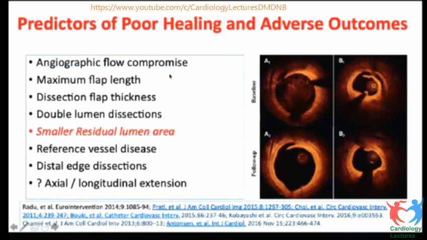Presence of angiographic flow compromise, maximum flap length more than 250 microns, dissection flap thickness more than 310 microns, presence of double lumen dissection, presence of smaller residual lumen area less than 4.5 millimeters square, and the presence of reference vessel disease, and presence of distal edge dissections compared to proximal edge dissections, and extension into the media, and extension for more than 2 millimeters. So these are the parameters that predict the poor outcomes in case of edge dissections.